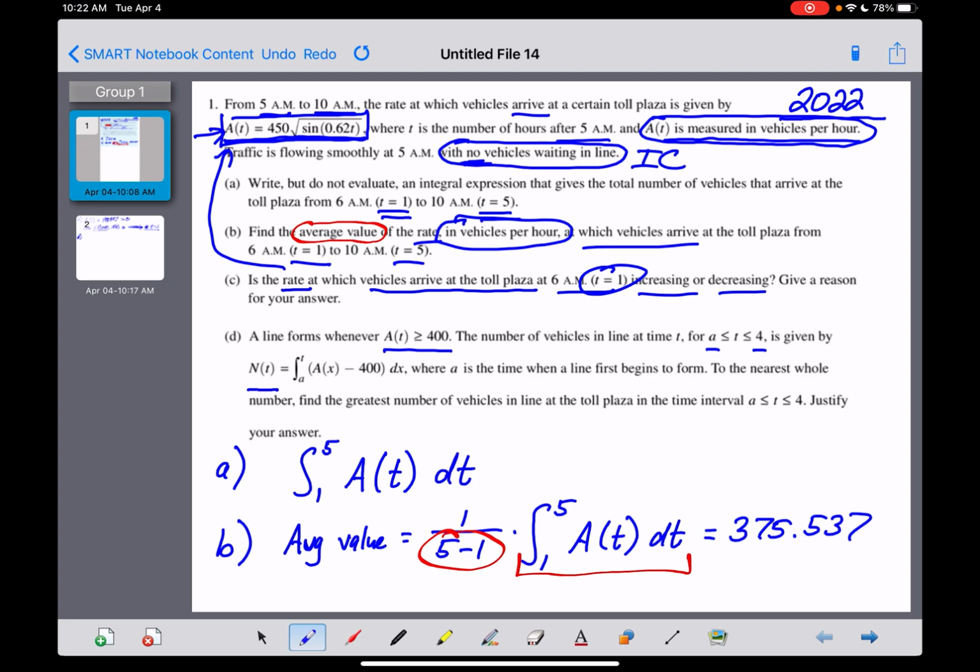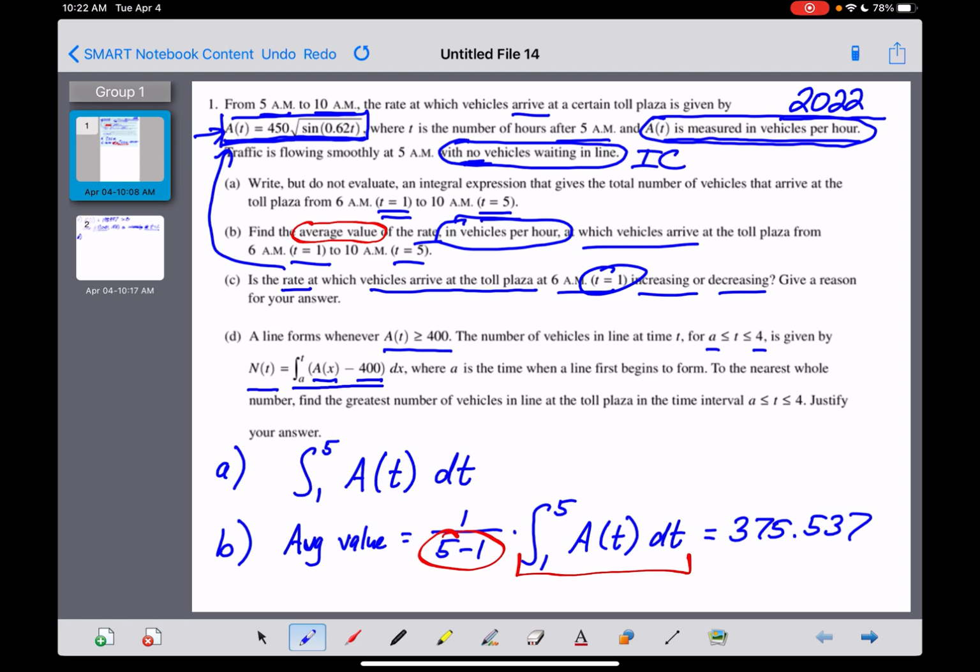N of t is a definite integral from A to t of A of x, which is what we would call the input function, everybody. That's the rate at which vehicles enter the toll plaza, and then minus its output function. Now, they didn't really say this here, guys, but what is to be inferred here is that no matter how many cars are piling up, the maximum rate at which the toll plaza can process people and get them out of line is 400 vehicles per hour. So when that happens, that's the function that's given here.